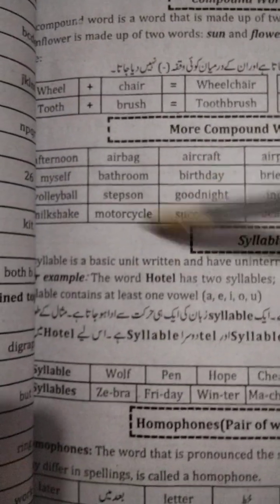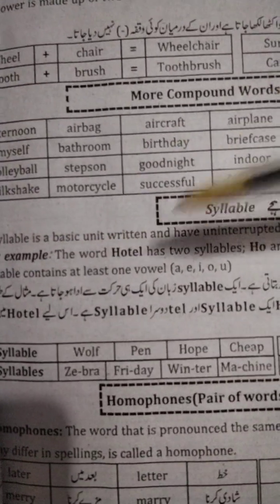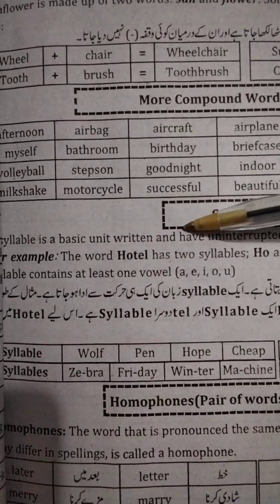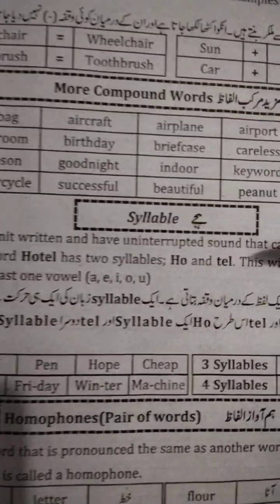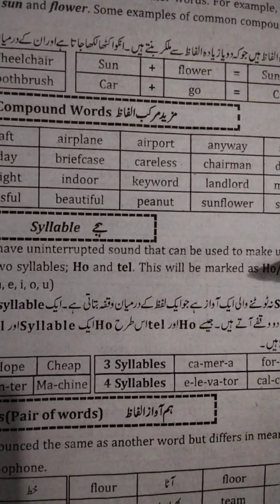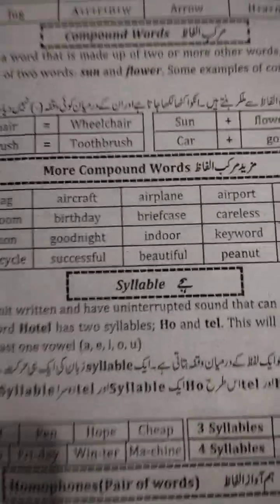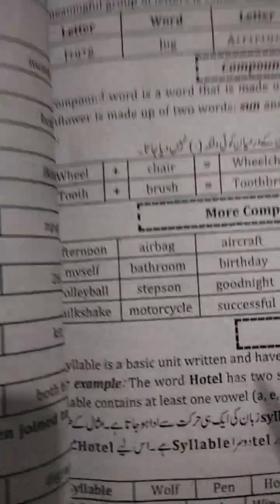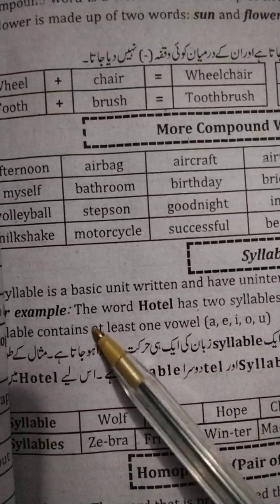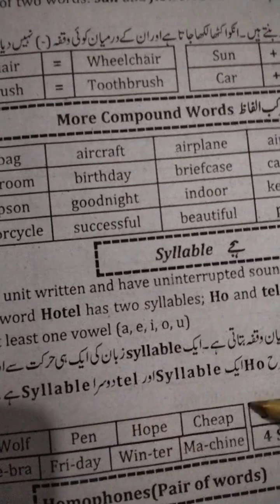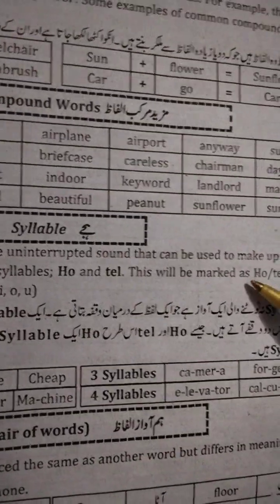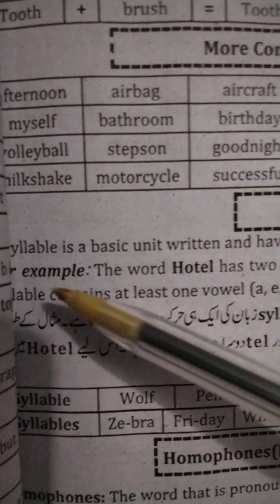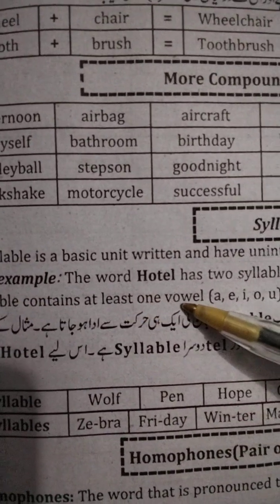Syllable. A syllable is a basic unit of written and spoken language, an uninterrupted sound that can be used to make up words. For example, the word hotel has two syllables. Ho-tel. Every syllable contains at least one vowel.